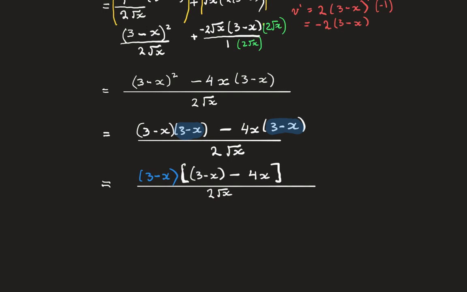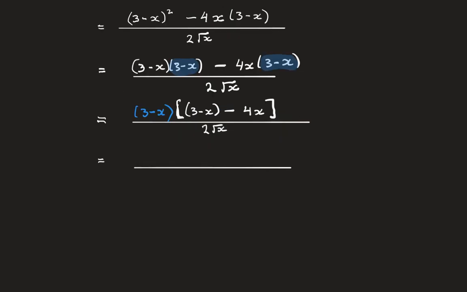So my 3 minus x is okay. Now what about this part inside here? That leaves me with 3 minus x and 3 minus 5x, which is exactly what I want, over 2 root x. This is exactly what I was trying to show.